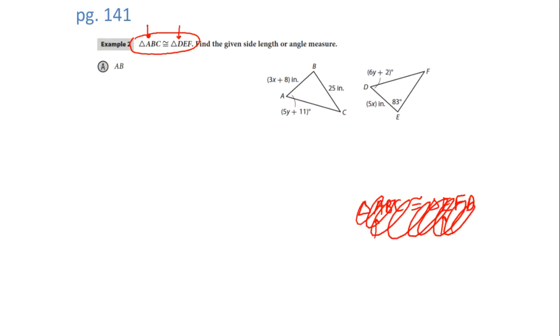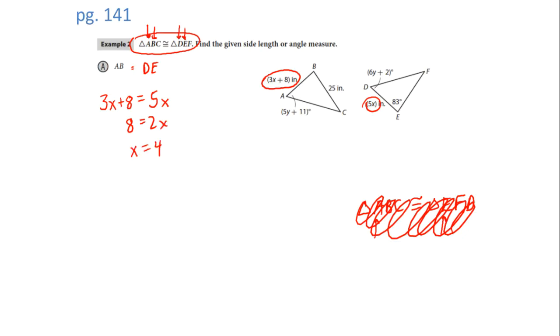So AB, well, let's see. A and B are the first two letters. D and E are the first two letters over here, so that's going to be DE. So AB is the same as DE. Looking at my picture, AB is 3x plus 8. DE is 5x. And we just figured out that those are equal. So I can write 3x plus 8 equals 5x. We can solve this, subtract the 3x over, and divide. We get x equals 4.